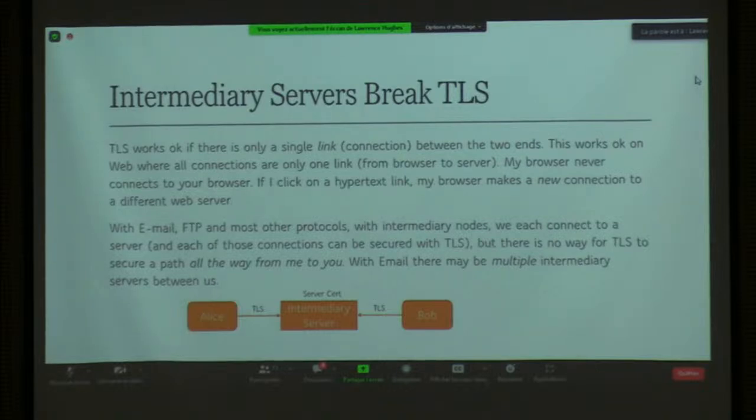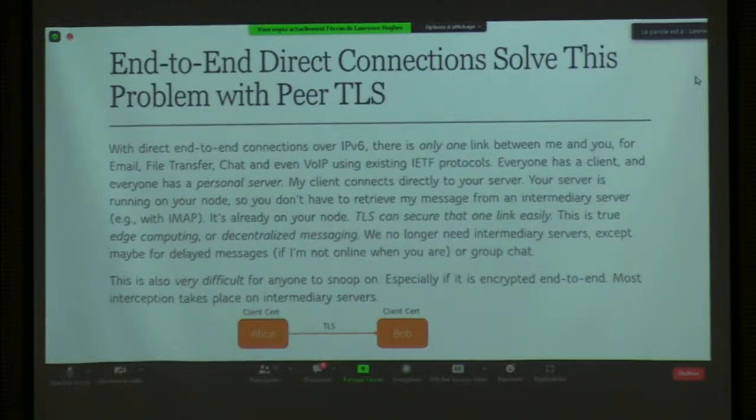And so basically, you've got two separate links. On the other hand, with direct connections over IPv6, there's only one link between me and you, or between Alice and Bob in this illustration. And believe it or not, all the existing IETF protocols can actually be made to work. You have to make a few changes in the way the connection happens, but otherwise, the actual protocol works exactly the same way. And so there's no question about whether messages will be compliant, whether you can send everything that you could with the old style or whatever.